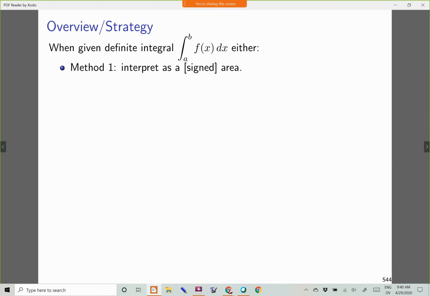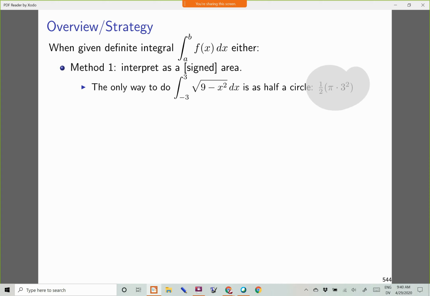One method is to draw a picture, right? So interpret this as a signed area, draw a picture. In fact, sometimes it's the only way to do it. Sometimes you have to draw a picture. So a problem that looks like this, at least as far as the ways that we've looked at in this class, is going to be half of a circle. So after drawing a picture, it's 1/2 times pi r squared, right?